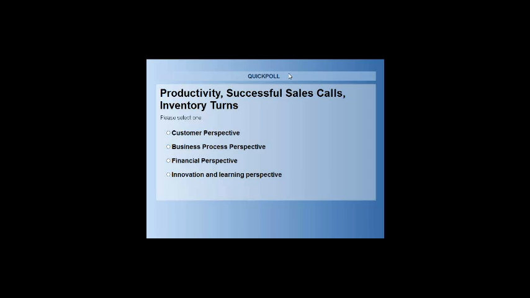Okay, we got a couple people that haven't voted yet. We're getting real close. We got about 5 seconds to go and I'm going to close out the poll. Here we go, closing down.